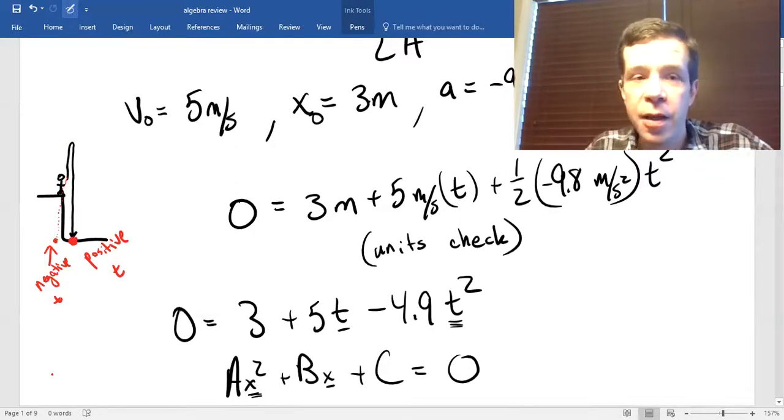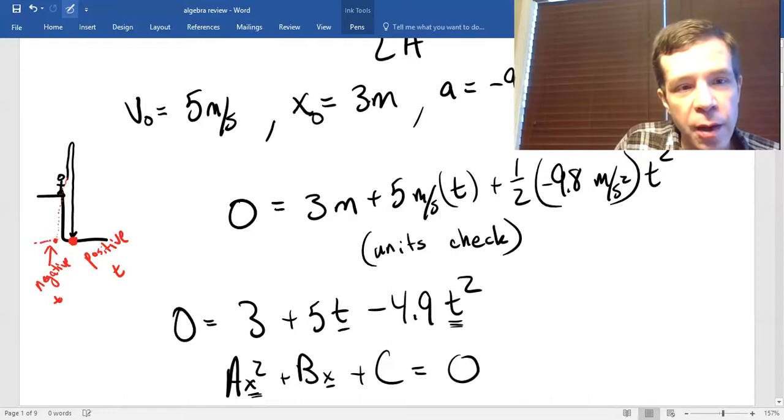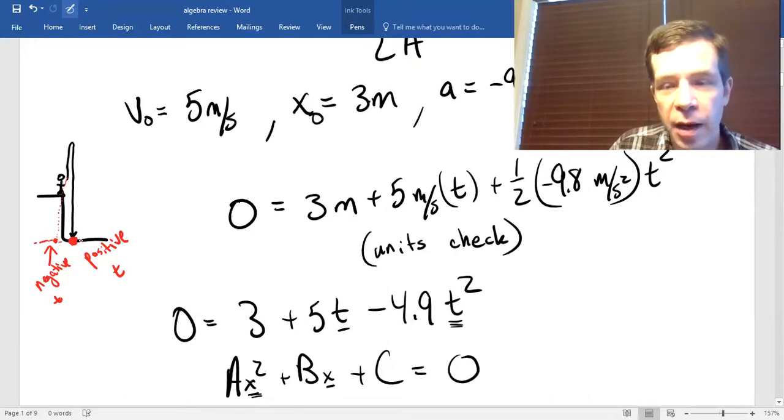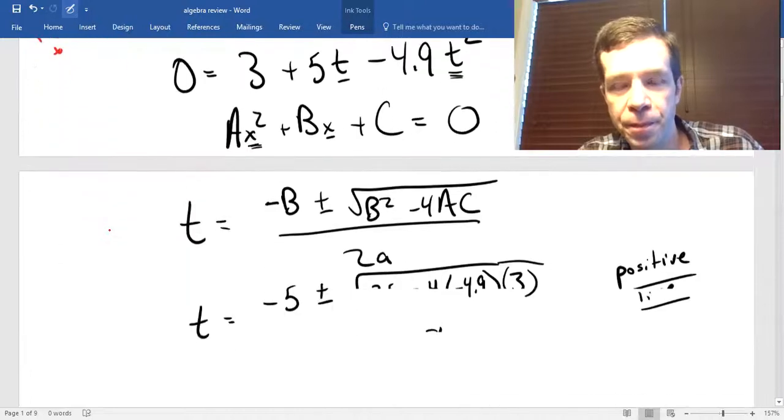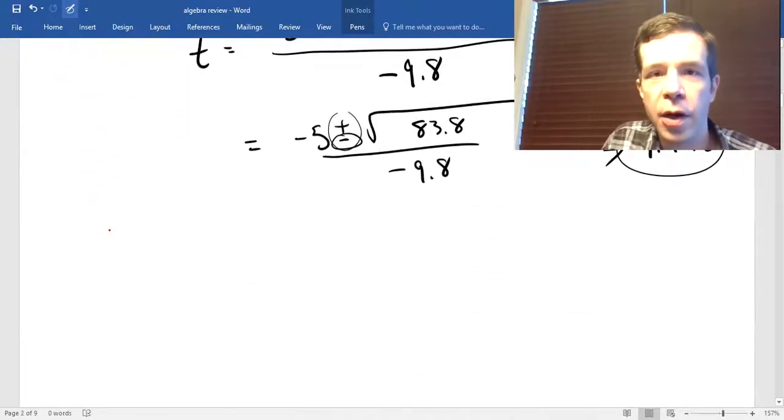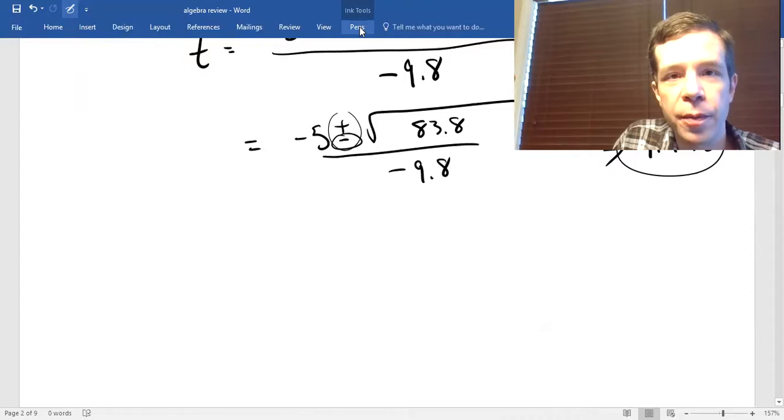But mathematically, the only condition we've set is that we're at a height of 0. And mathematically, both of those are valid. But if we look at the physics, only one of those makes sense. All right, so that's the quadratic formula.